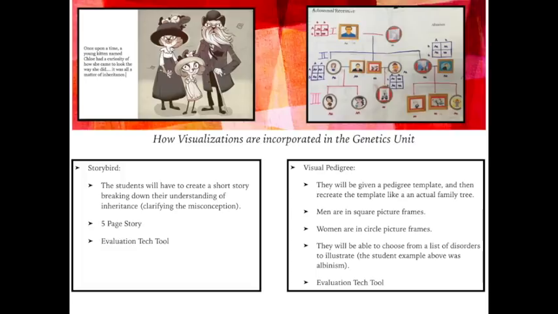In the visual pedigree, they're going to be given a pedigree template and then recreate the template like an actual family tree. In pedigrees, men are represented by squares and women are represented by circles. So the men have to be in square picture frames and the women have to be in circle picture frames. They're then going to be able to choose from a list of disorders to illustrate. And the student example from my class that I put above is on albinism. They're also going to have to include a Punnett square showing how that trait has been inherited into the offspring.